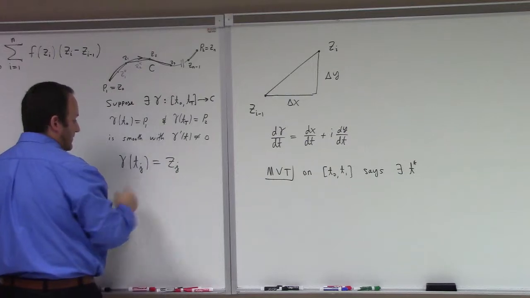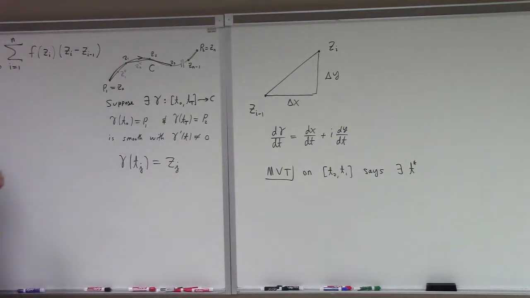I want to partition my parameter domain in the same way as the curve. I want to pick parameters t sub j that map to the z sub j's that I've picked on the curve. Could you call it t sub n, or does that not work?